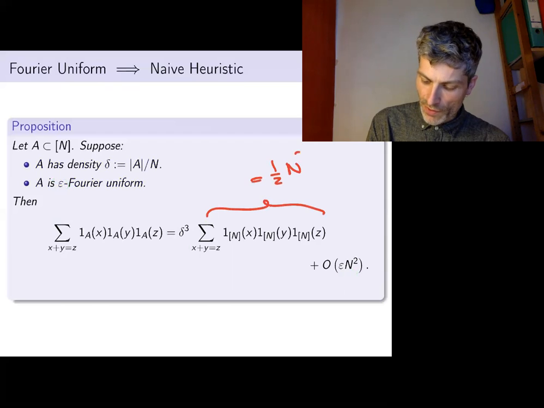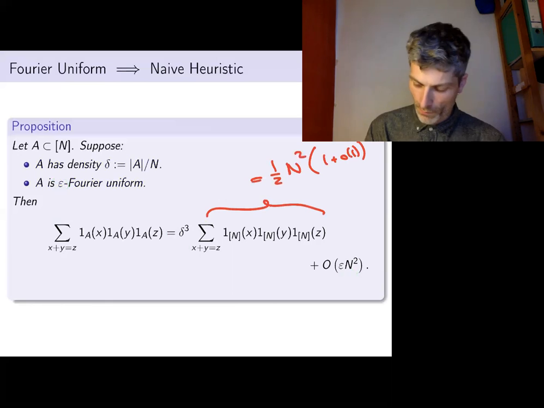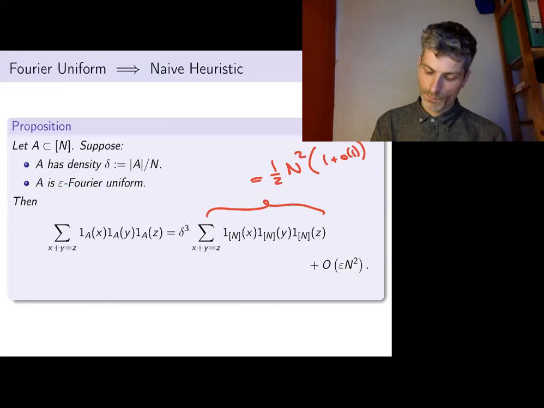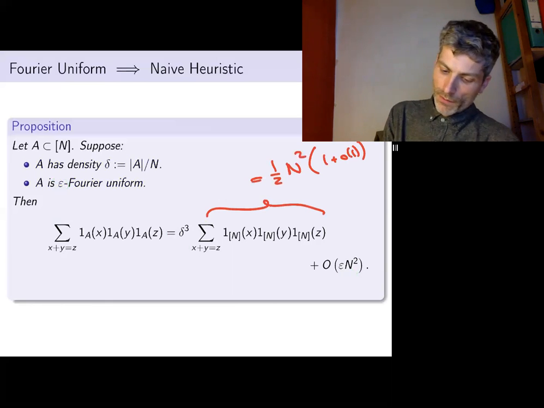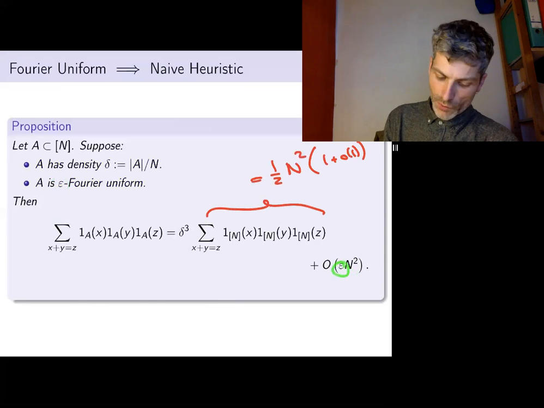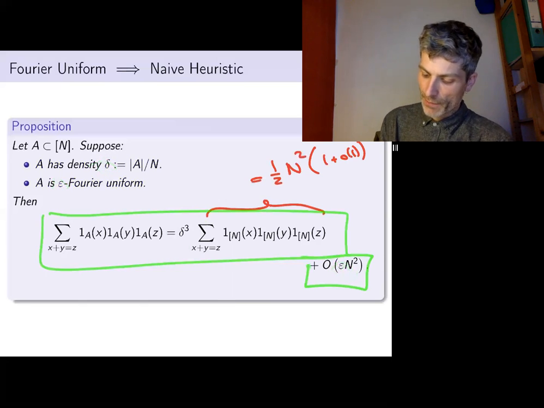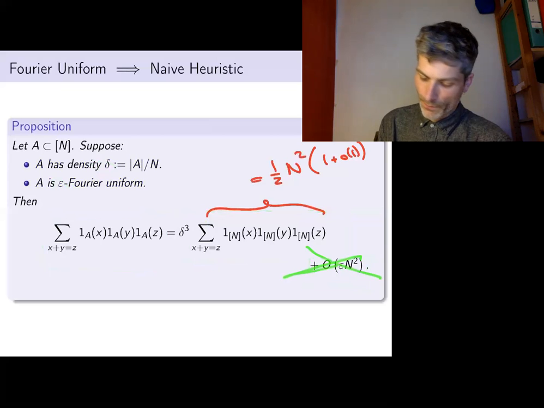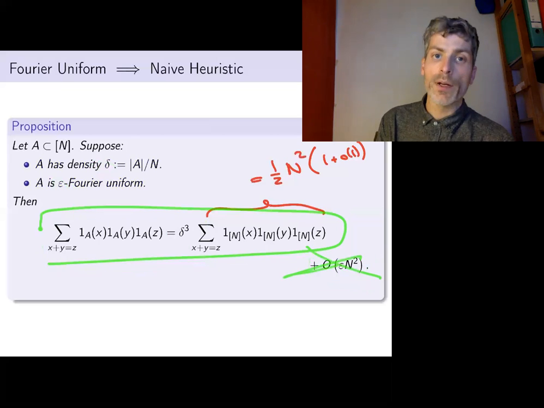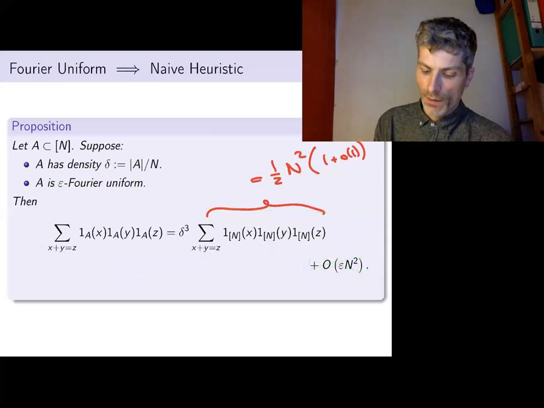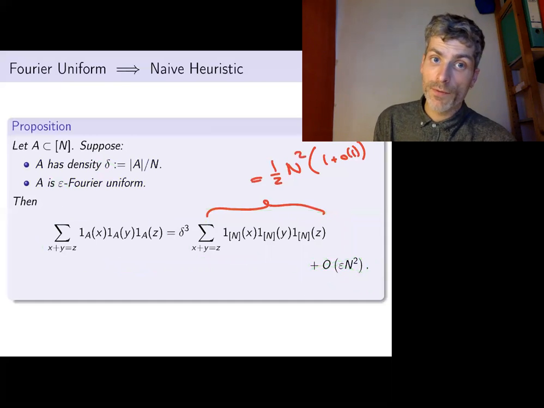So the number of solutions in the interval is half n squared, 1 plus little o of 1, as n tends to infinity. So what that means is, for epsilon sort of polynomially small in terms of delta, you've got the naive heuristic. This is genuinely an error term. You can forget about it, and you've got this asymptotic formula. So Fourier uniform sets satisfy the naive heuristic.